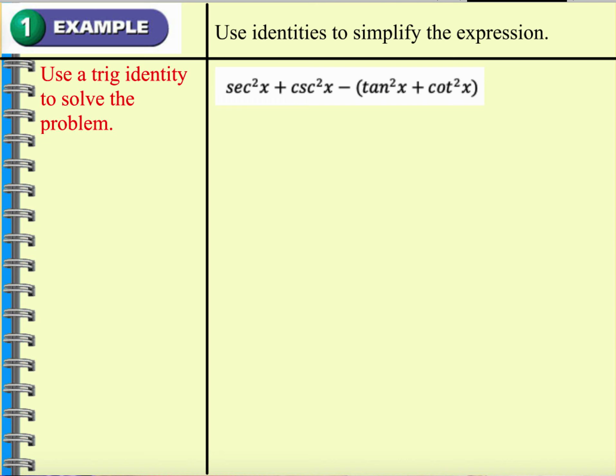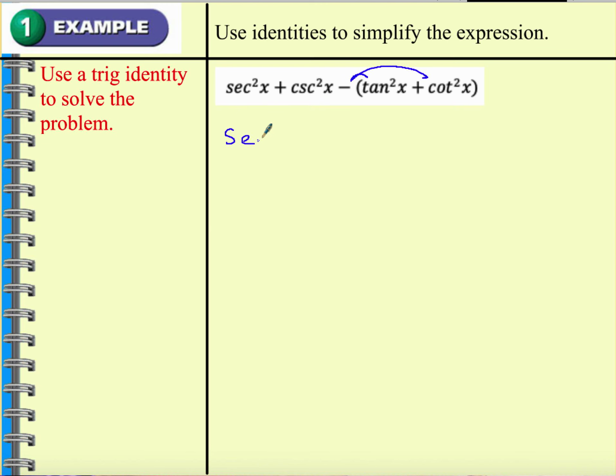So let's check out this problem. I see that it's set up nicely for the distributive property. When I see a minus sign in front of a set of parentheses, this is like telling me it's a perfect time to use the distributive property. Now, I could try and use a substitution for tangent or cotangent beforehand, but I think I'm just going to go ahead and try distributing this minus sign.